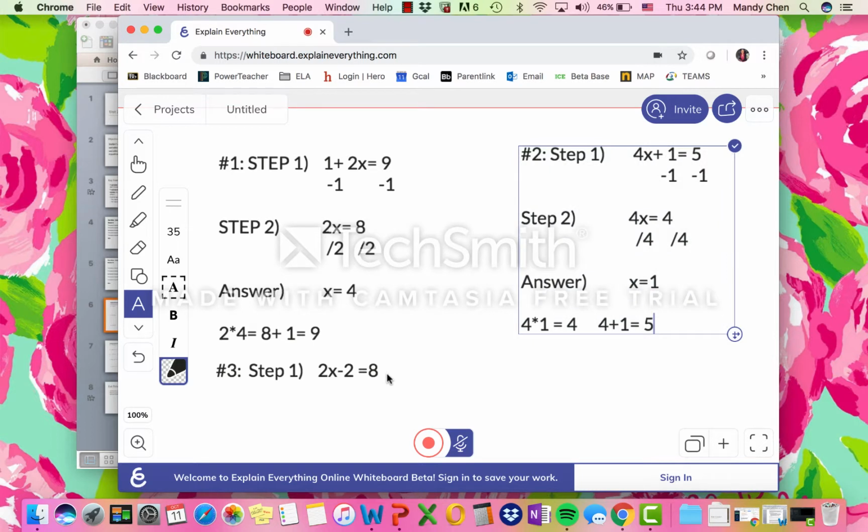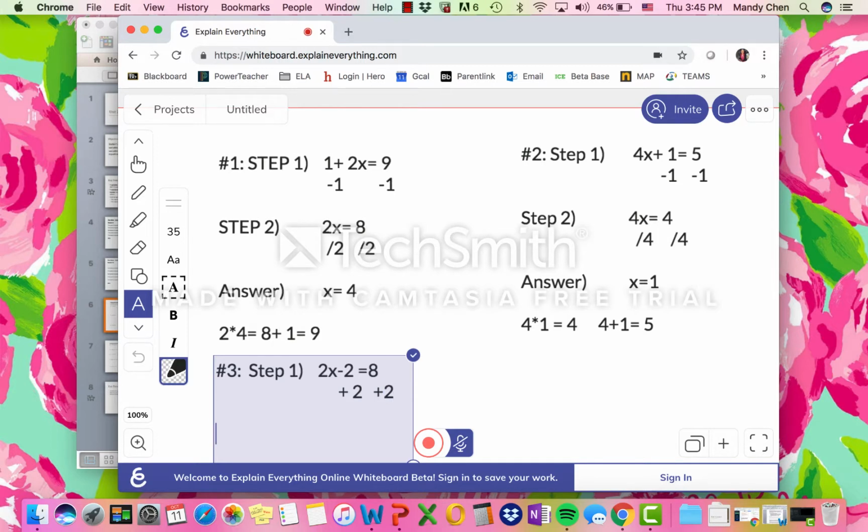The last equation that we're going to work out is step number 3, which is 2x subtracted by 2 equals 8. Within this equation, it's a little bit different, but same steps. Starting off, I see subtraction, so this time I'm going to do the opposite, which is addition. Add 2 to both sides.